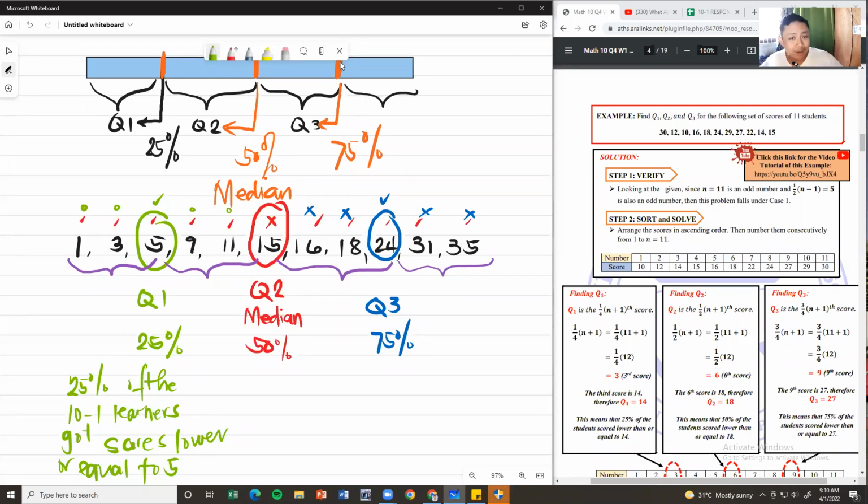But for now, what we need to learn is, if your score belongs to the first quartile, then you belong to the lower 25% of the class. Or your score is lower or equal to the first quartile score, which is 5. Okay? Show me a reaction if that interpretation is clear.